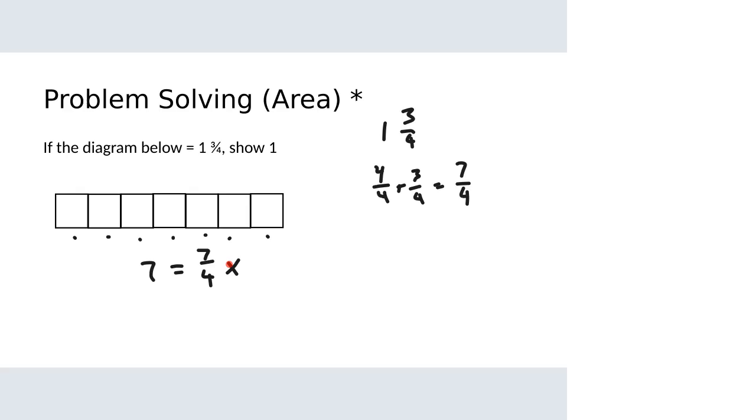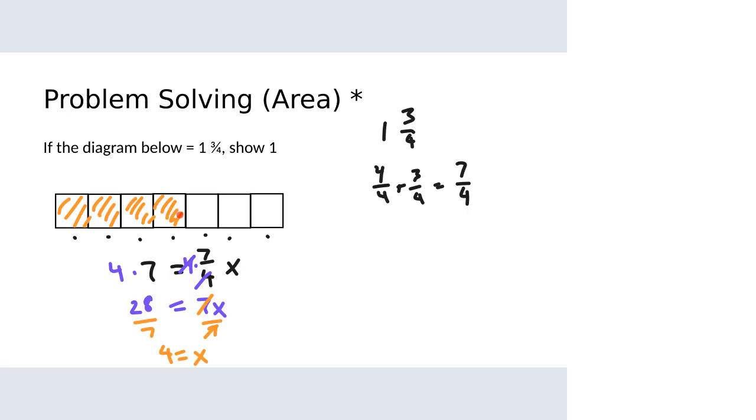Now I need to solve this. And I kind of like Laura's way. I'm going to do it this time. We're going to multiply by 4 on both sides and have 28 equals 7x. And now I'm going to divide both sides by 7. And those cancel. And I get 4 is equal to x. And so 4 boxes is 1. So that's what 1 would look like, those 4 boxes.